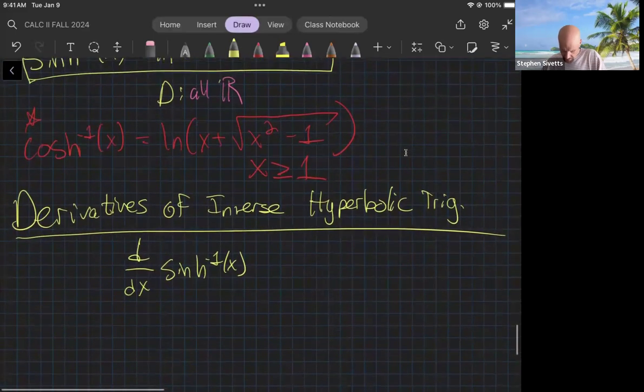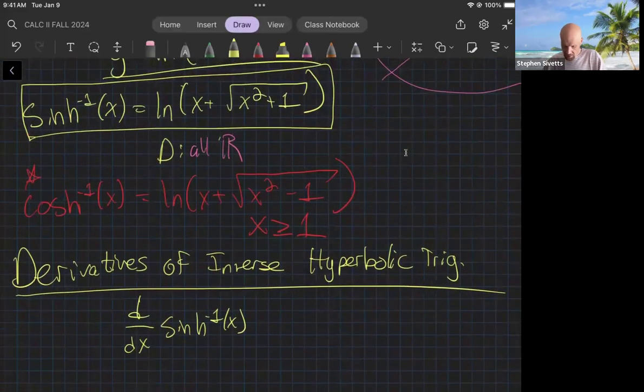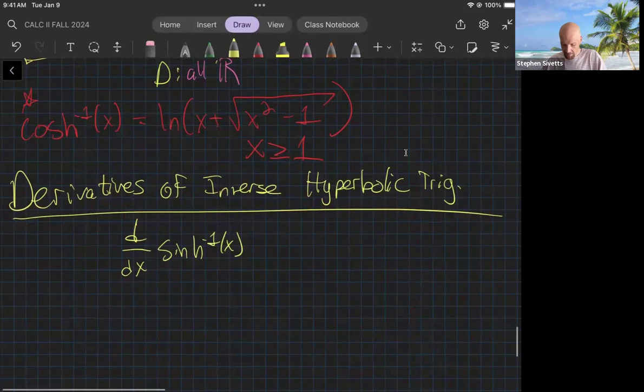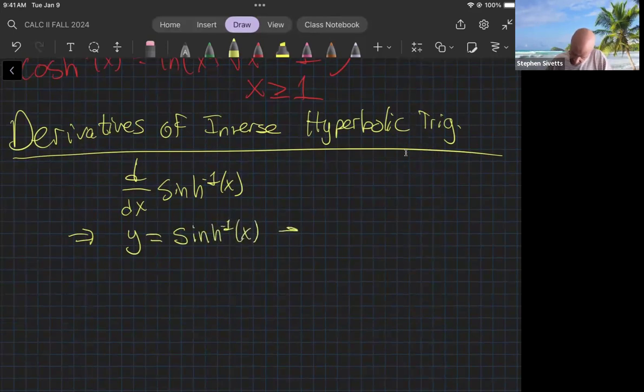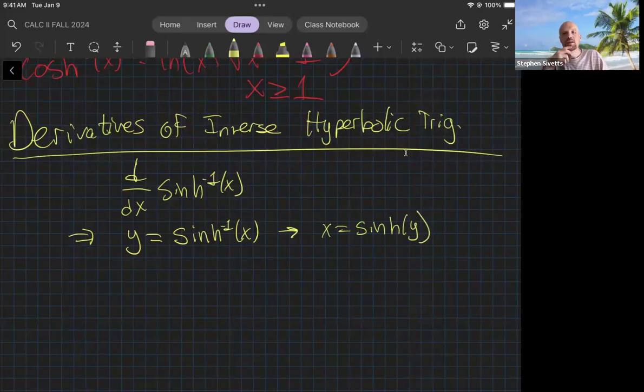Yeah, twice, right? So you can use the chain rule twice to get the same result. The other way is we can use the definition of an inverse function. So if I let y equal the inverse hyperbolic sine of x, this is equivalent to saying that x is equal to hyperbolic sine of y.